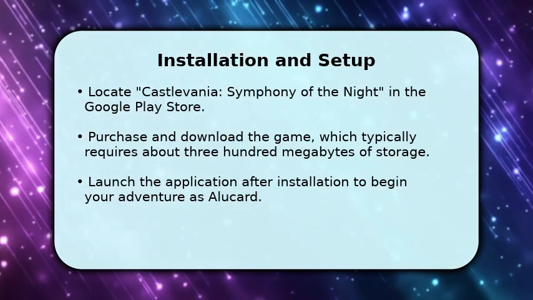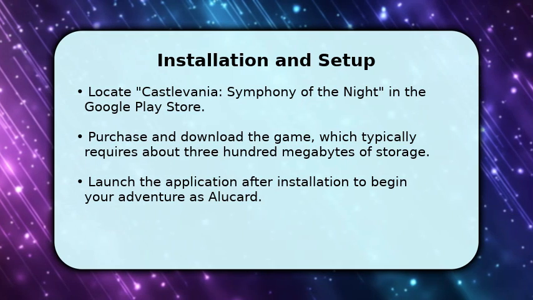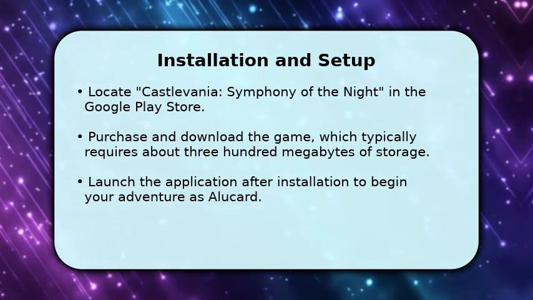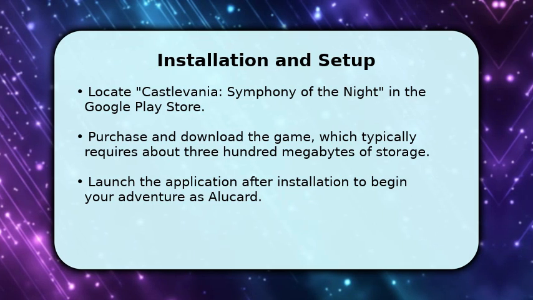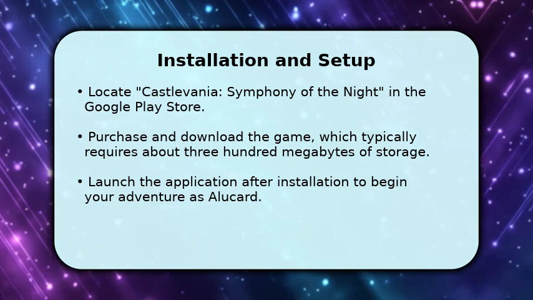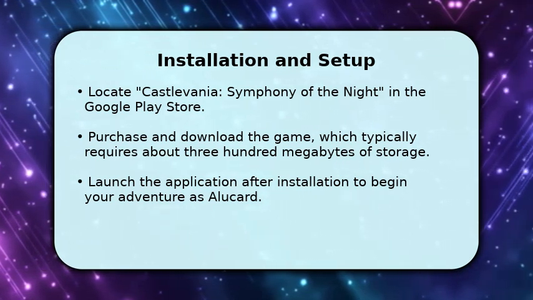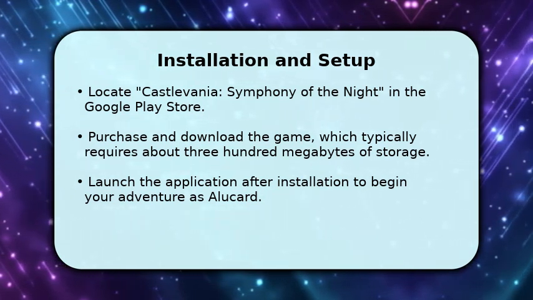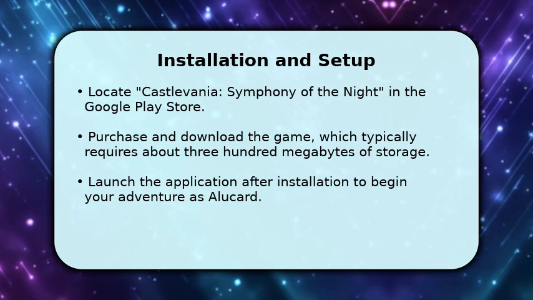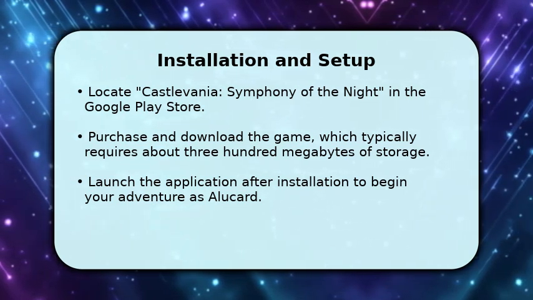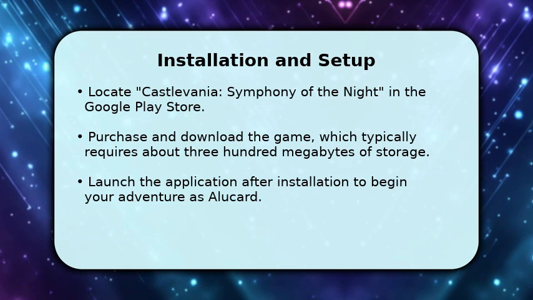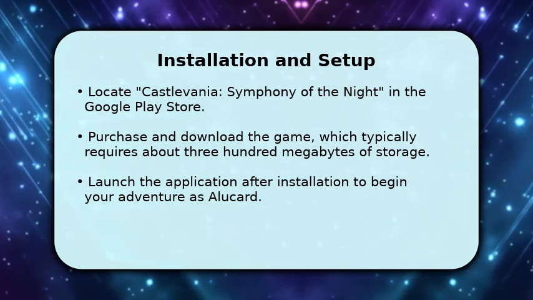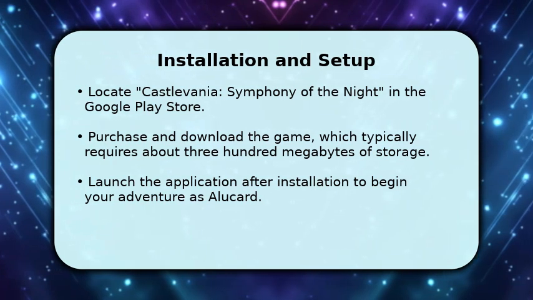To get started, simply open the Google Play Store on your Android device and search for Castlevania Symphony of the Night. Once you find the official Konami application, proceed with the purchase and download. The game file is relatively small, usually requiring around 300 megabytes of free storage space. After the download completes, the game will install automatically. Then just tap the icon to launch it and prepare to enter Dracula's castle.